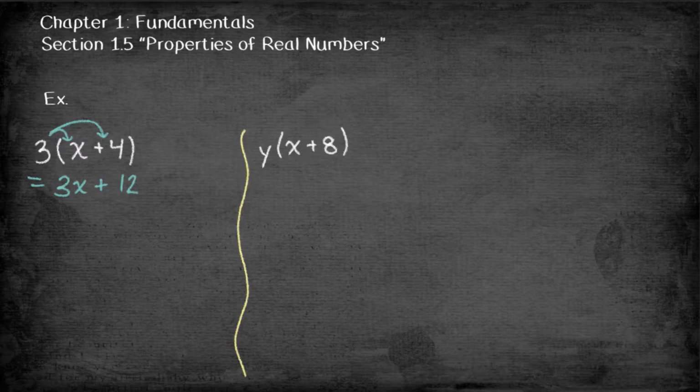Next up, we have y times the quantity x plus 8. So we're distributing a variable rather than a constant. That's okay. Same deal. So in distributing y, we're going to get yx plus y times 8. And it's kind of convention to write your variables in alphabetical order. It's not necessary, but it is just a standard. And also to write your variables after your coefficients.